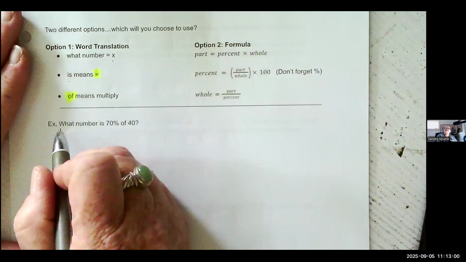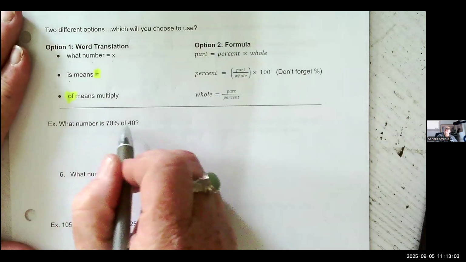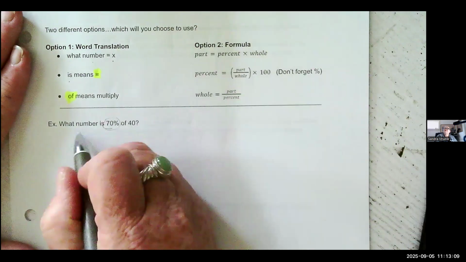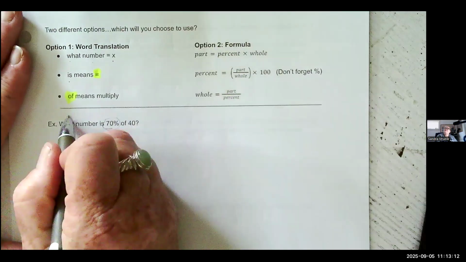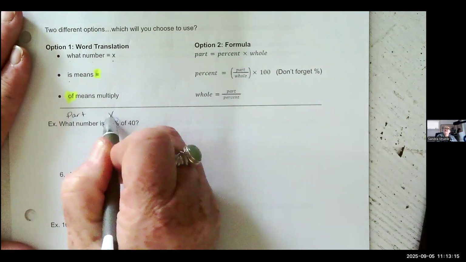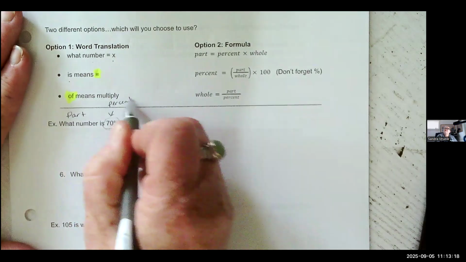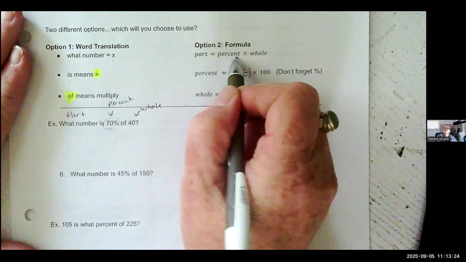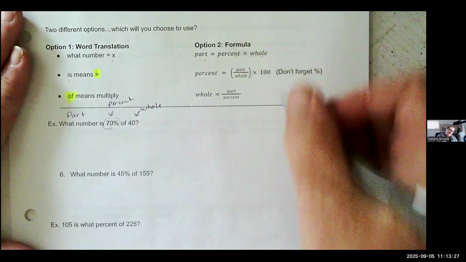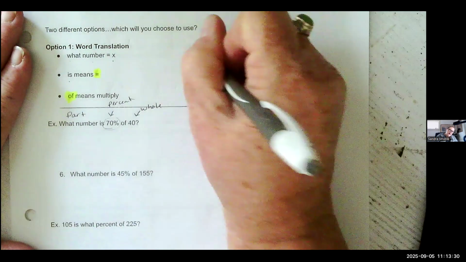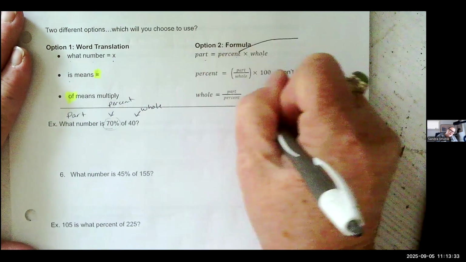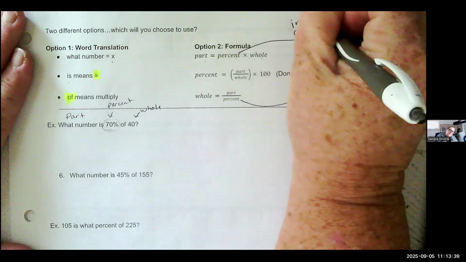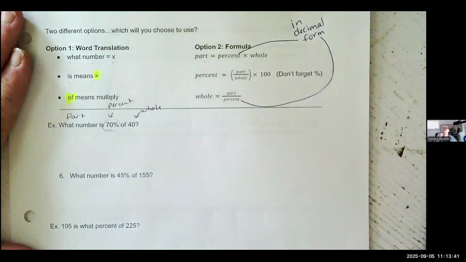So when I say what number is 70% of 40, well, there's your percent. There's the percent. And 40, so the number is part of 40. So we're looking for the part. This is our percent. And the 40 is our whole. So if we're looking for the part, it is equal to percent times whole. What you need to understand about that is in order to solve for part or for whole, where it has the word percent, this has to be in decimal form. It cannot be utilized with the percent symbol.